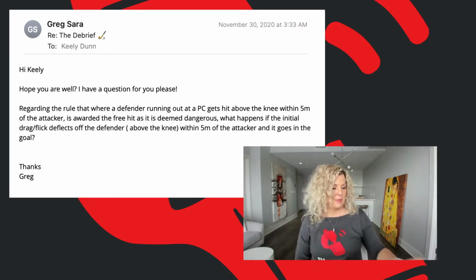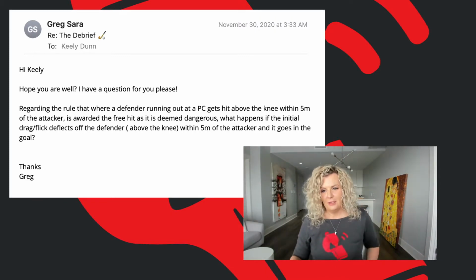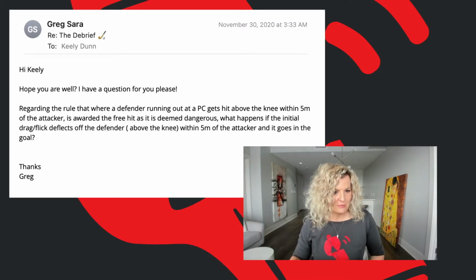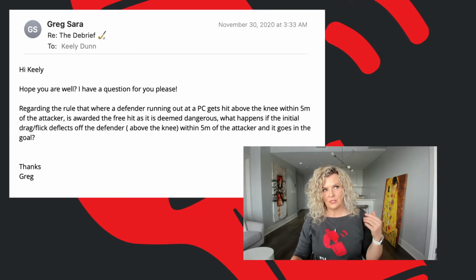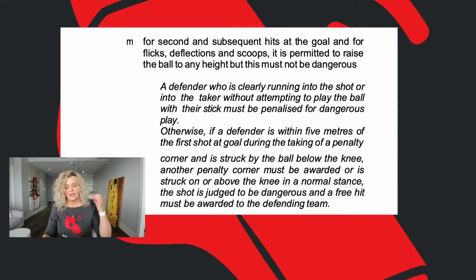I'm into that. But it had me thinking about this play that I'll show in a couple minutes. But let's just look over the rule first, because there's an interesting part of the language that I'd never really paid attention to. So this is Rule 13.3 sub M. And it's the last part of the guidance here.